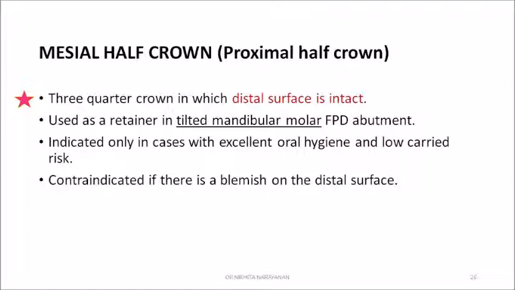So in cases where there is a tilt in the molar, the distal surface is untouched and preparation is carried out only on other surfaces. But this can be given only if there is no caries and the oral hygiene of the patient is absolutely great. Otherwise, if there is a single blemish on the distal surface, we'll have to give a complete crown.